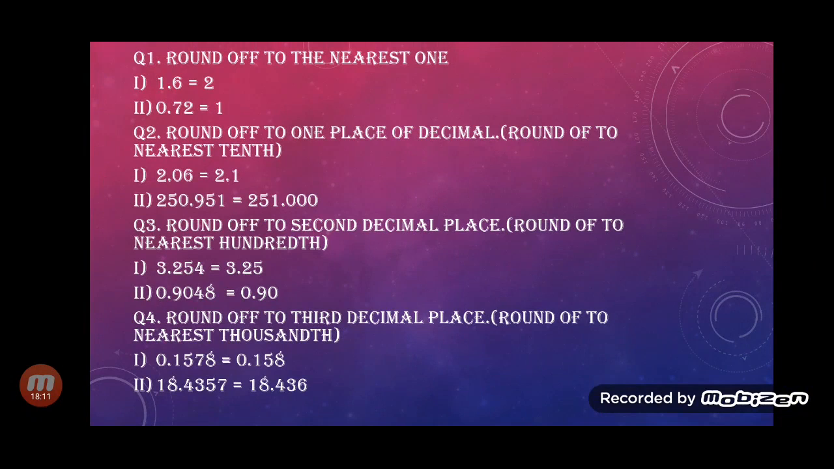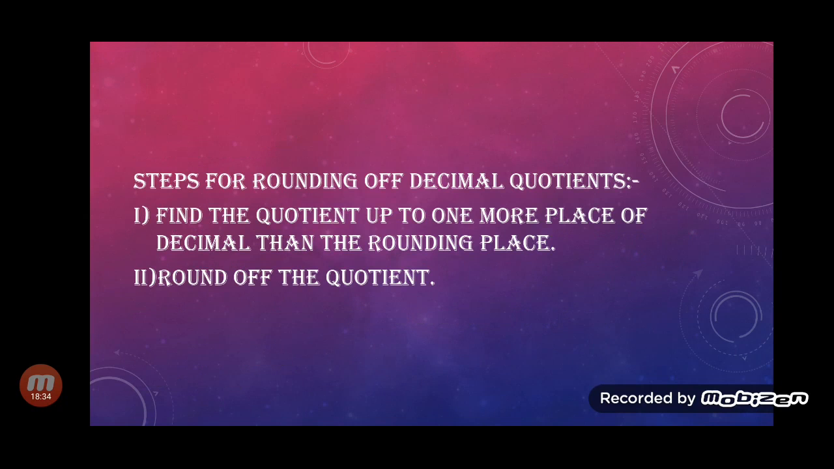These were the examples of rounding off decimal fractions. First you have done nearest 1, nearest tenth, nearest hundredth, nearest thousandth. I hope you understood these examples, children. Now, what is next?